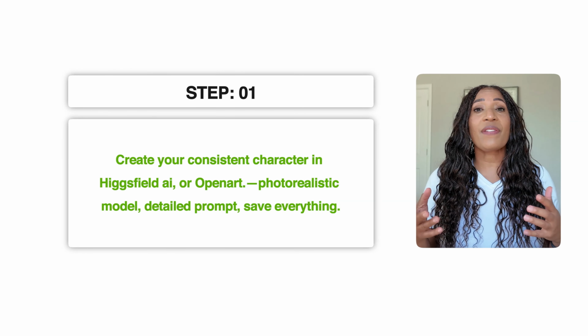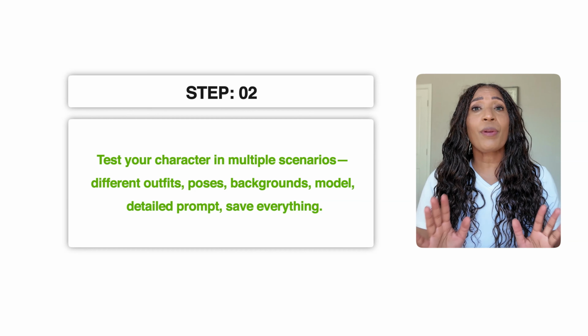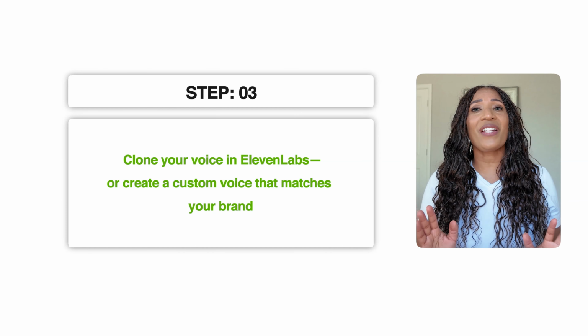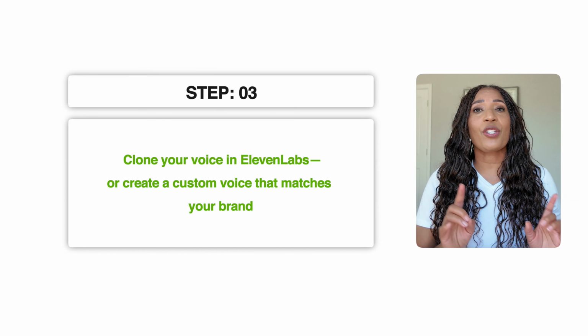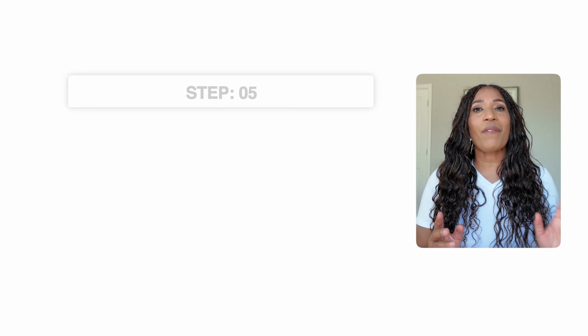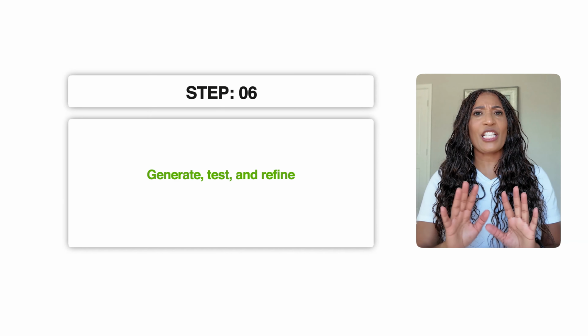All right, now let's bring it all together. Here's my complete system for replacing yourself with an AI avatar that is so realistic, it might just fool everyone. Step 1, create your consistent character in Higgsfield.ai or OpenArt. Photorealistic model with a detailed prompt, and make sure you save everything. Step 2, test your character in multiple scenarios: different outfits, poses, backgrounds. And step 3, clone your voice in 11 Labs or create a custom voice that matches your brand. Step 4, clean your audio, remove the noise, normalize the levels. Step 5, choose your lip sync tool based on the use case. In step 6, generate, test, and refine.